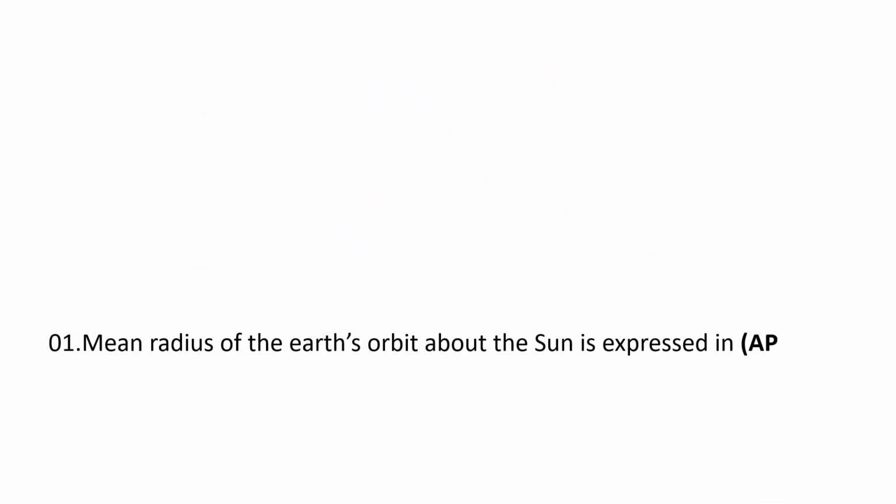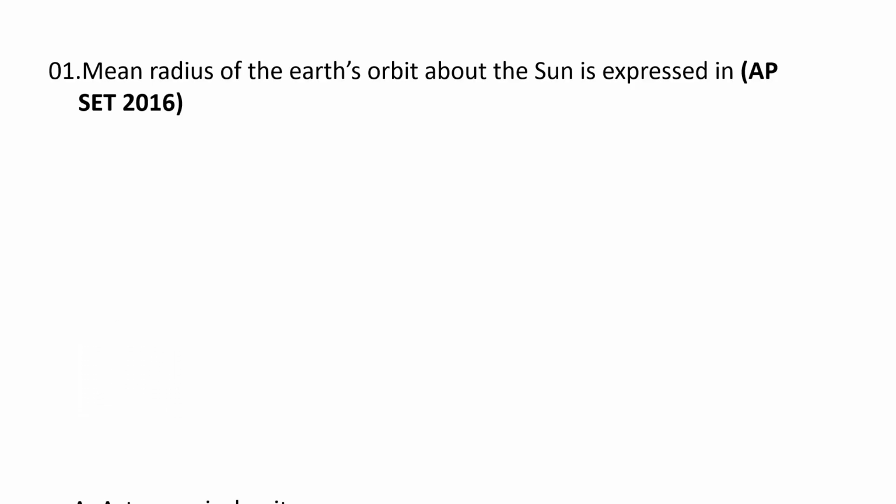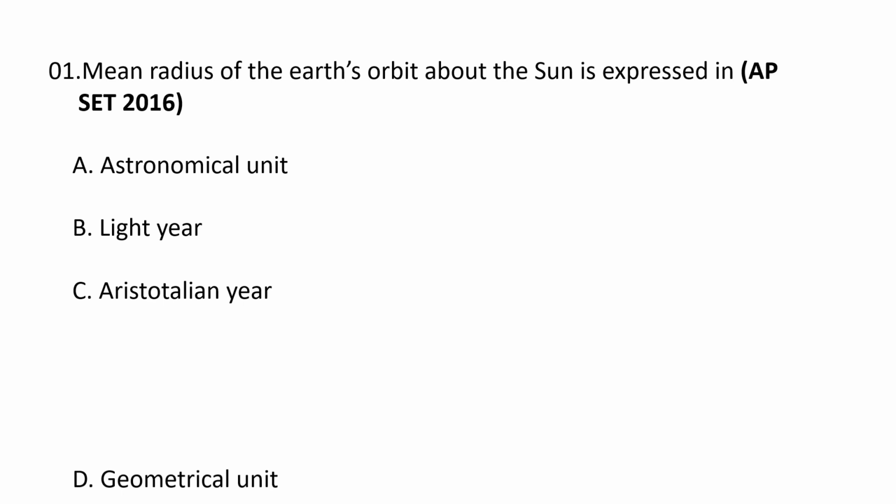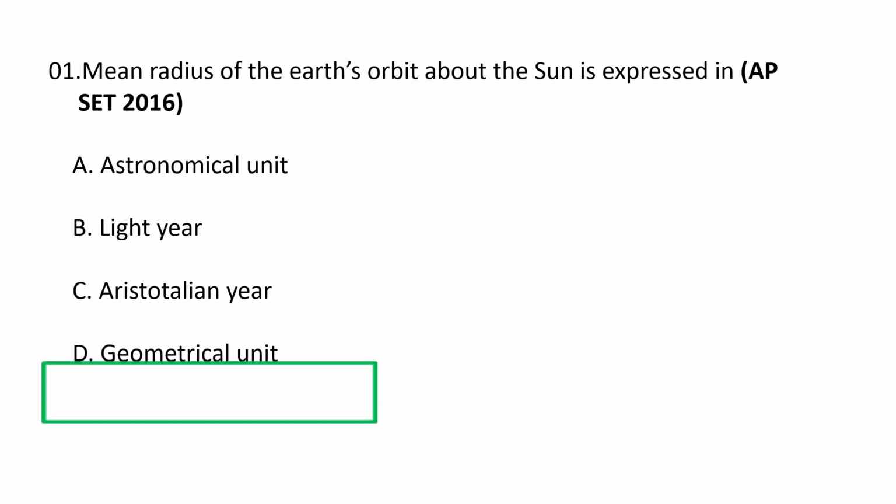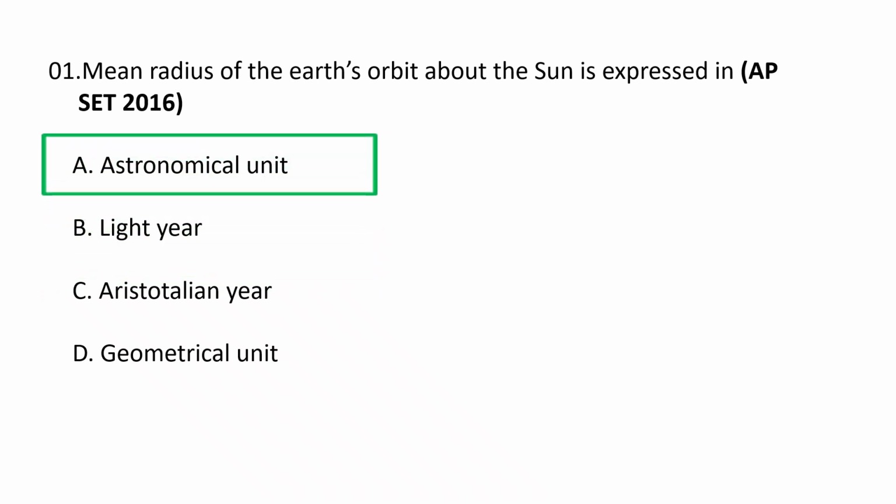Well, first question. Mean radius of the Earth's orbit about the Sun is expressed in A. Astronomical unit, B. Light year, C. Aristotelian year, D. Geometrical unit. The correct option goes as A. Astronomical unit. The mean radius of the Earth's orbit around the Sun is expressed in astronomical units and kilometers, where 1 astronomical unit is the average Earth-Sun distance and it is approximately 150 million kilometers. So, mean radius of the Earth's orbit around the Sun is expressed in astronomical unit.